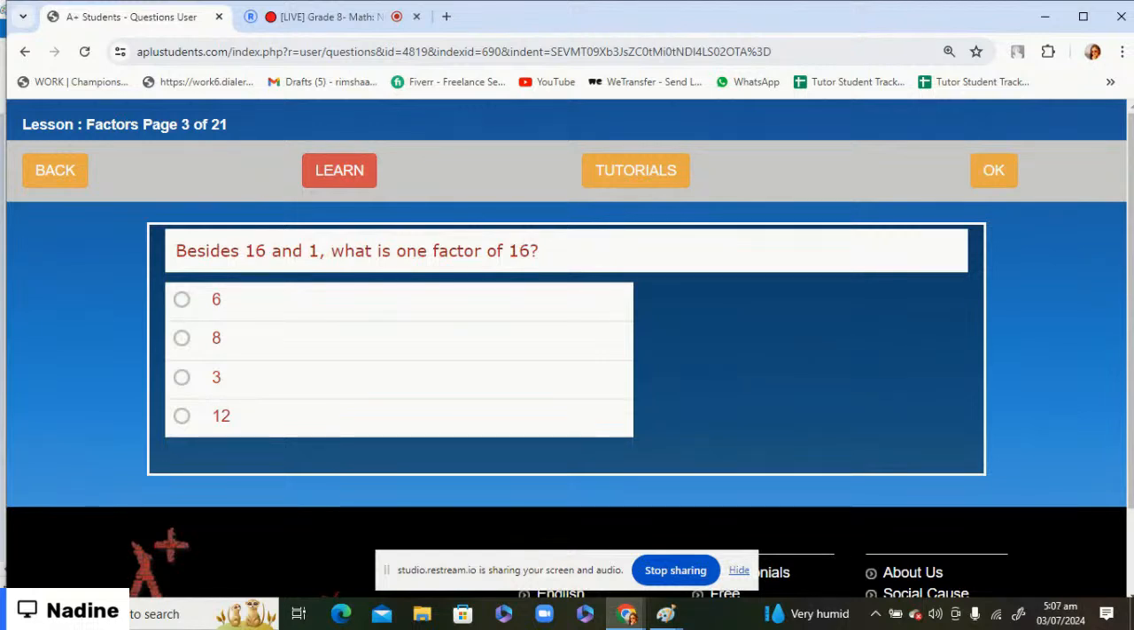So besides 16 and 1, what is a factor of 16? As we know, is 6 a factor of 16? No, 16 is not divisible by 6; when you divide, you get a decimal number. We get 8: 16 divided by 8, the answer is 2. So we can say that 8 is a factor of 16.